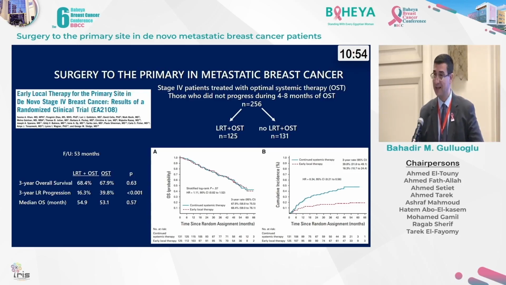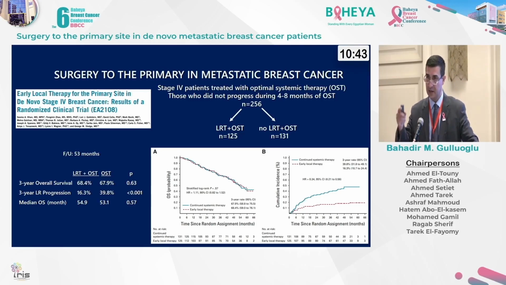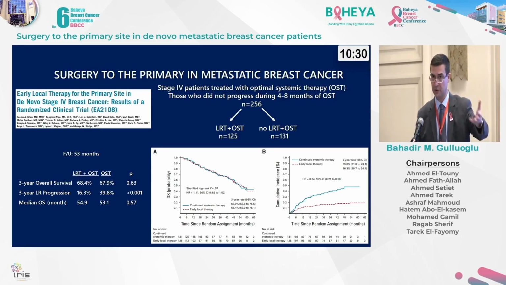So the 3-year overall survival was similar in both groups. The median overall survival was 55 months in the local regional treatment group and 53 months in the systemic treatment only group. But again, like in the Indian study, they found a significant difference in the 3-year local regional disease progression survival. So it is understandable. You're removing the tumor, so there's no tumor anymore, and then you have a stabilized disease there.